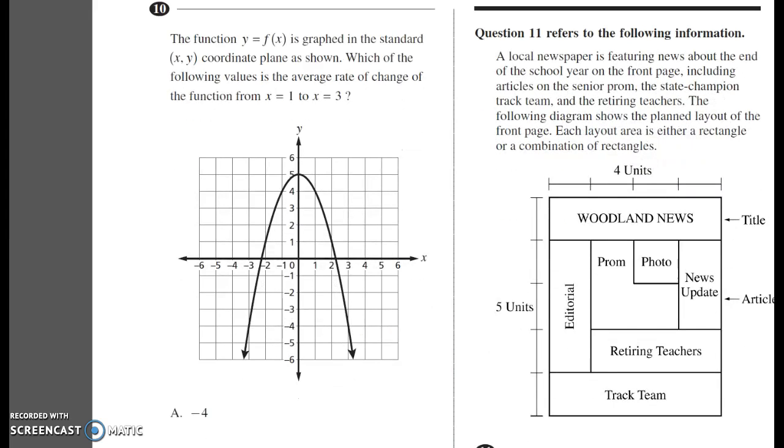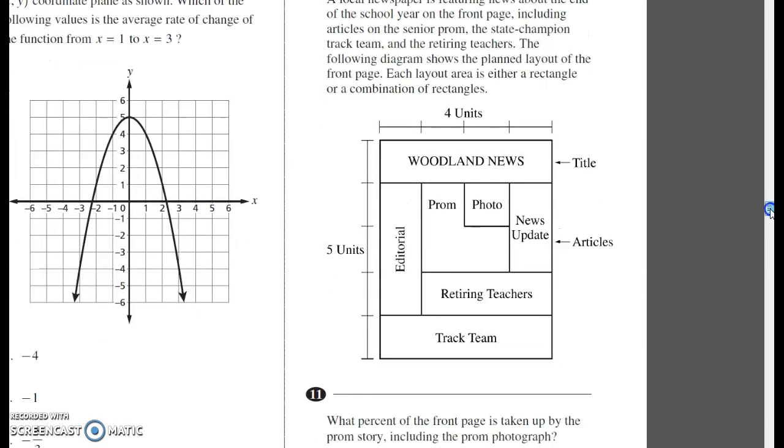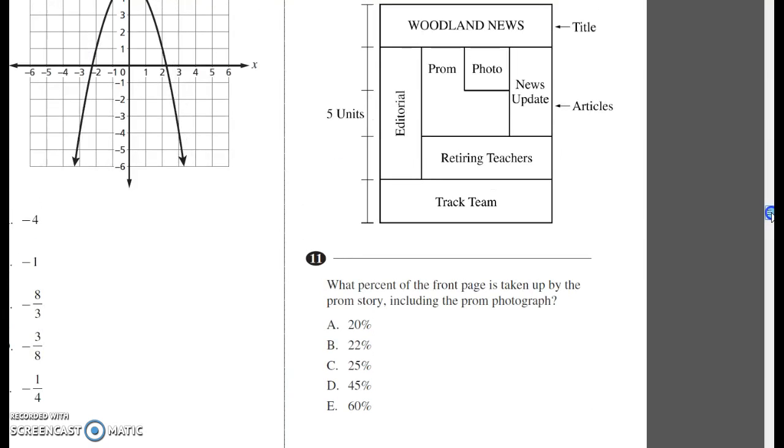Now this is back to things that are on your formula sheet. What we're looking at here is the local newspaper is featuring news about the end of the school year on the front page, including articles on the senior prom, state champion track team, and retiring teachers. The following diagram shows the planned layout of the front page. Each layout area is either a rectangle or a combination of rectangles. So this is what the layout looks like. The question is, what percent of the front page is taken up by the prom story, including the prom photograph?